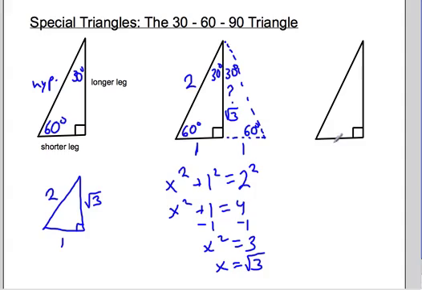So if we look at, say, a bigger 30, 60, 90 triangle, let's say this is 2. Okay, then this hypotenuse is going to be twice that length. And to get from the shorter leg to the longer leg, we can just multiply by root 3. So this is 2, so this is going to be 2 root 3. And this relationship always holds for any 30, 60, 90 triangle.